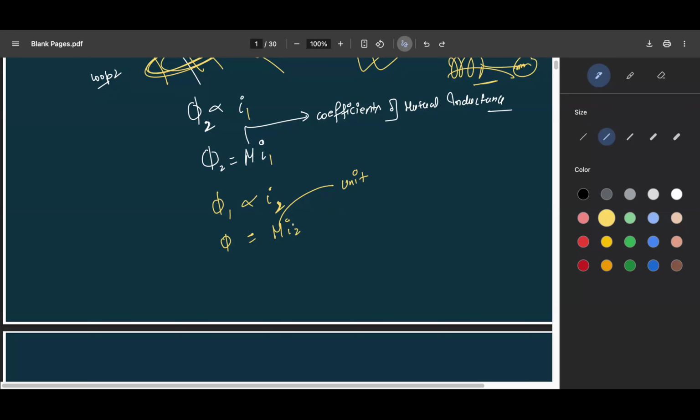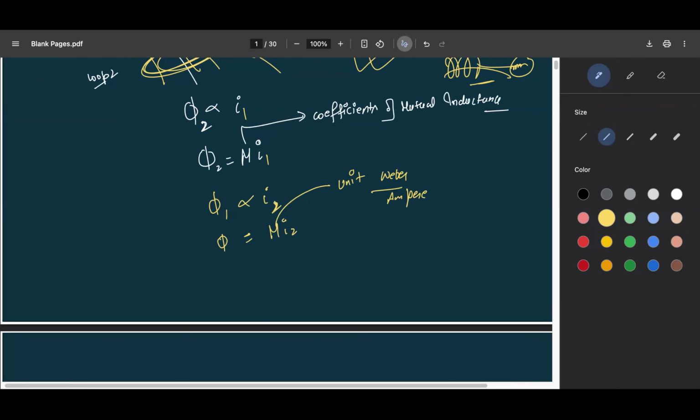What is the unit of flux? Weber divided by ampere. Weber per ampere. Mutual inductance, you are supposed to know, can also be represented in Henry. What is the Henry? Unit of inductance. If you could remember, an inductor has an L, that is self-inductance. So similarly, you are going to get it here also.